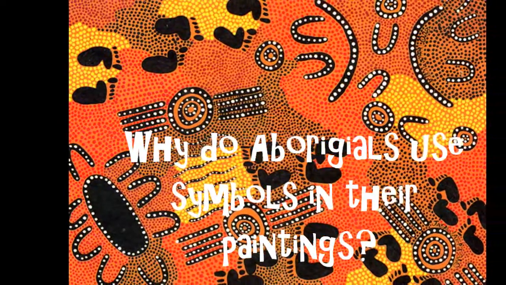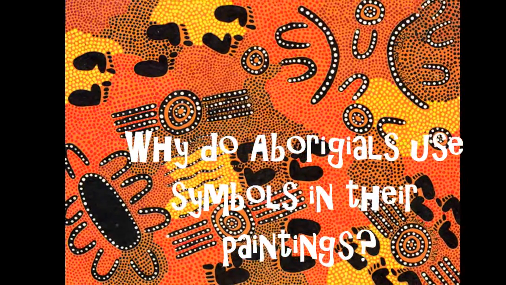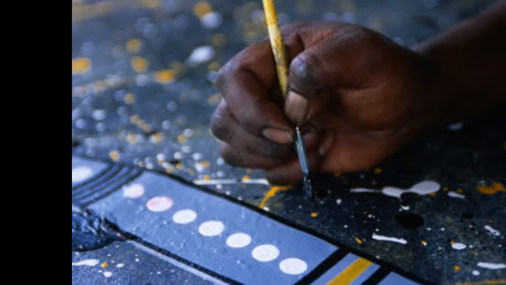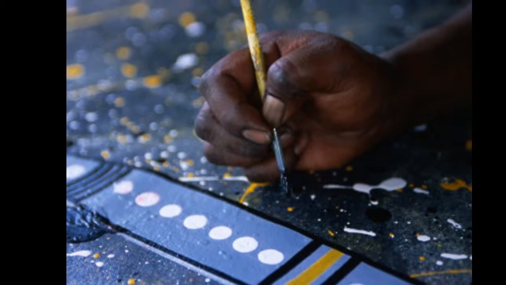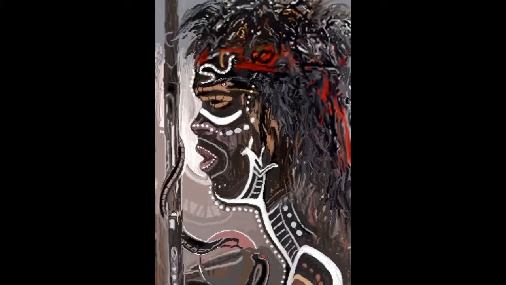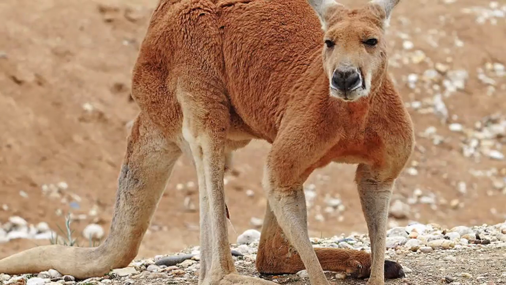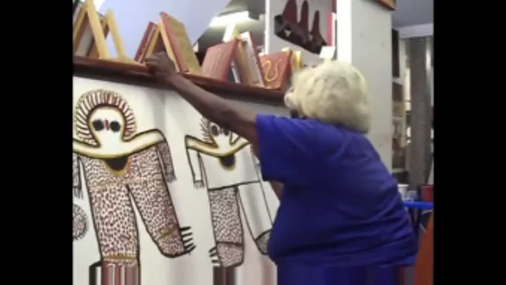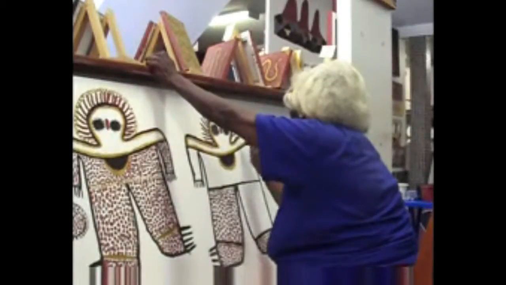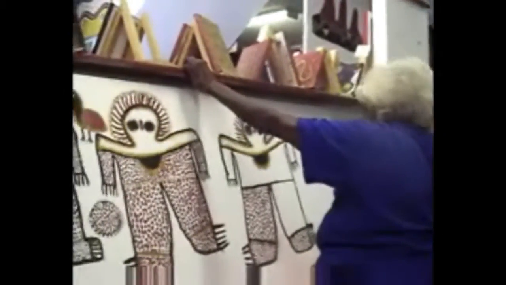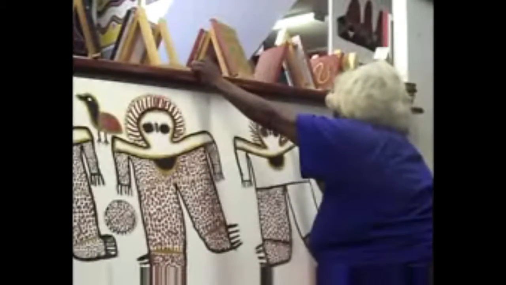Why do Aboriginals use symbols in their paintings? Aboriginals use symbols in their paintings because they are following the tradition their ancestors did when they painted tens of thousands of years ago. Aboriginals use symbols to also tell stories. Stories also about dreamtime, their ancestors, Australian animals and spirits. Aboriginals use symbols in their paintings to also show their indigenous identity, so the picture or symbols that an Aboriginal painter is doing is like their signature.